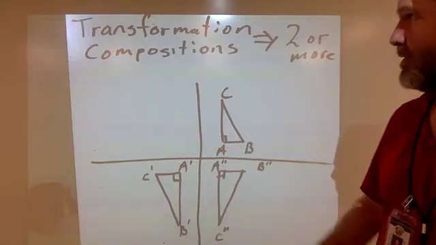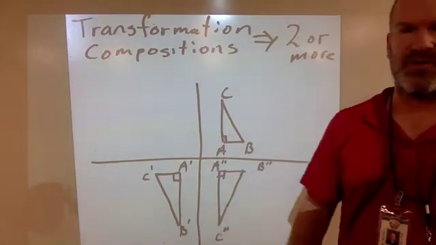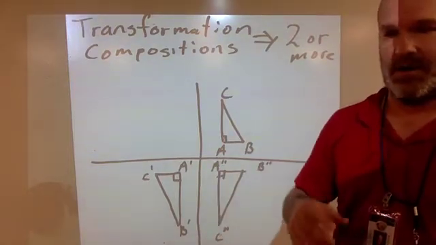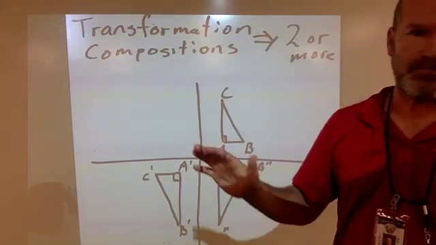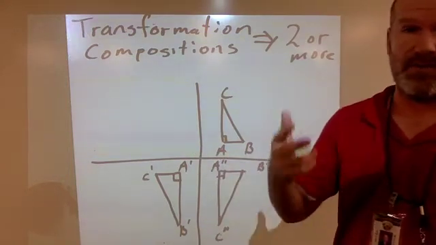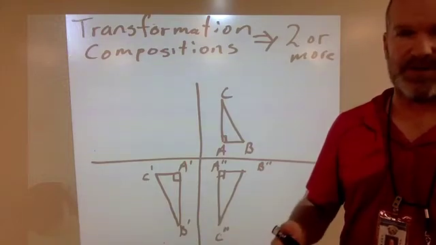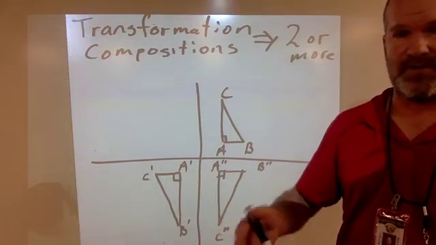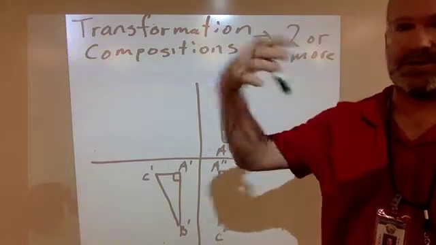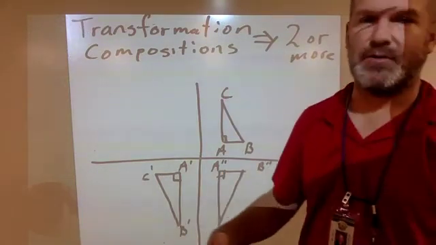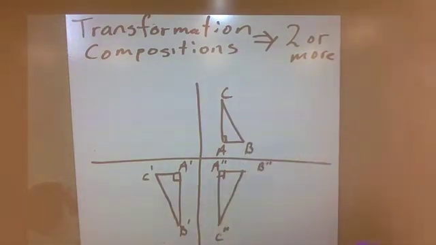Last week, when we did transformations, we were only moving it once. We were either rotating it, reflecting it, or translating it. Now we're going to move it twice. Still with the same tools, we're still either going to rotate, reflect, or translate. But after we do one of those, then we're going to do something else on top of it. So we're going to move it twice. Here's an example.